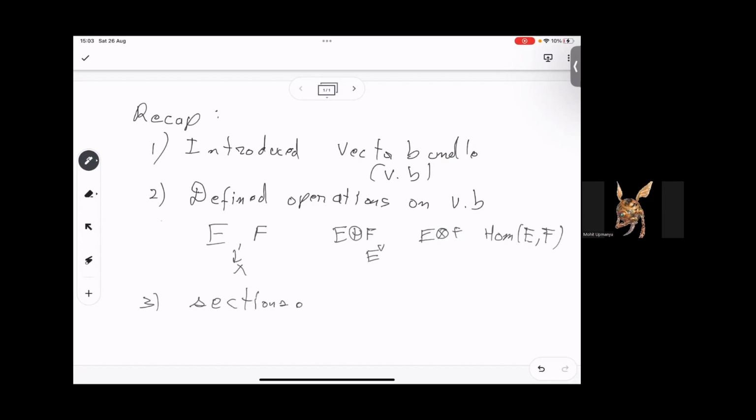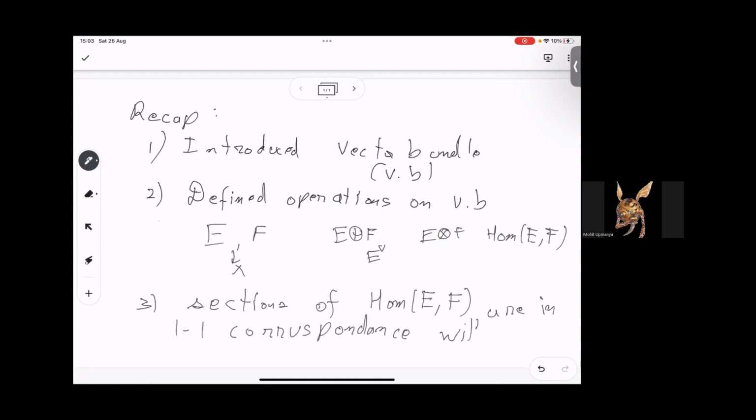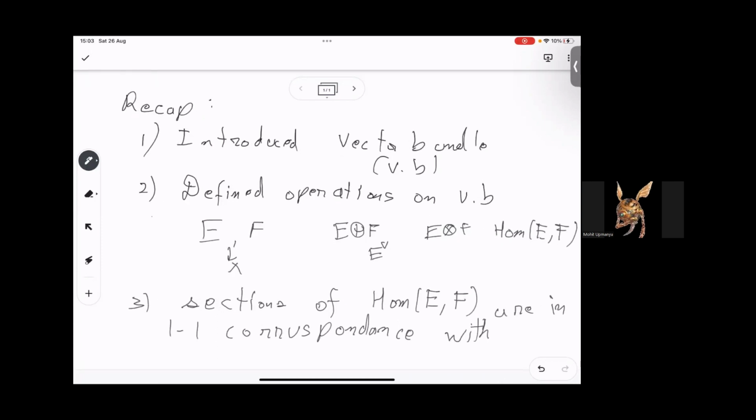Sections of Hom(E, F) are in one-one correspondence with homomorphisms of E to F. So this is one useful fact.